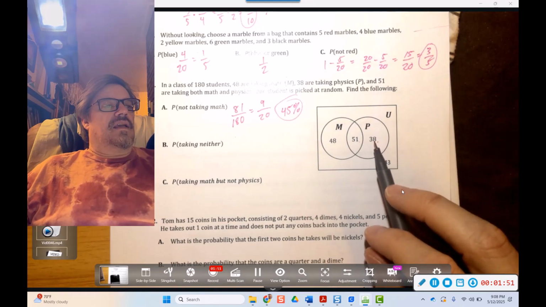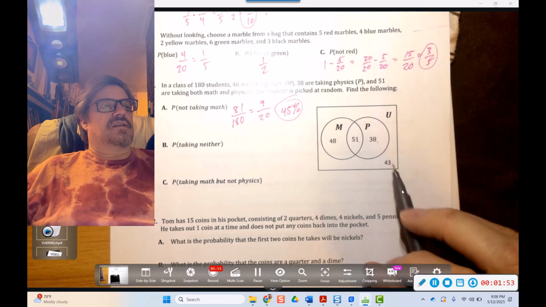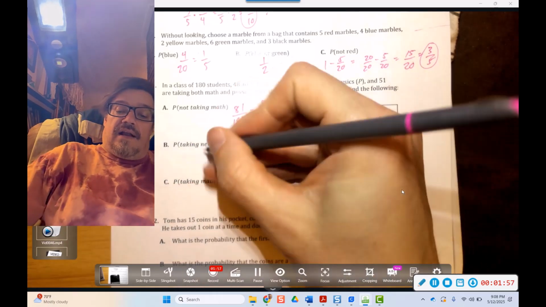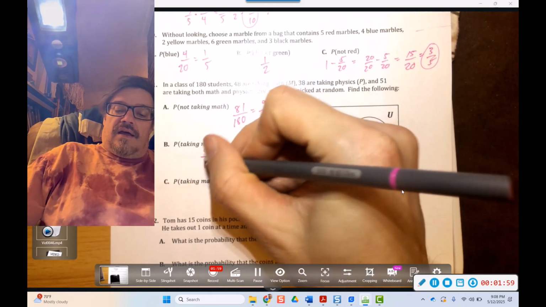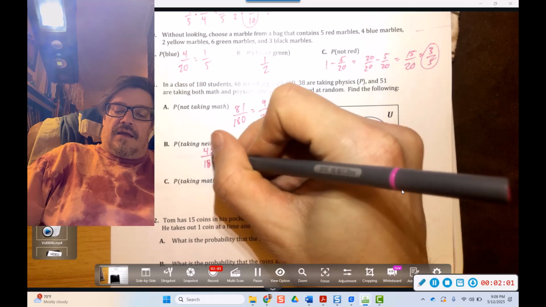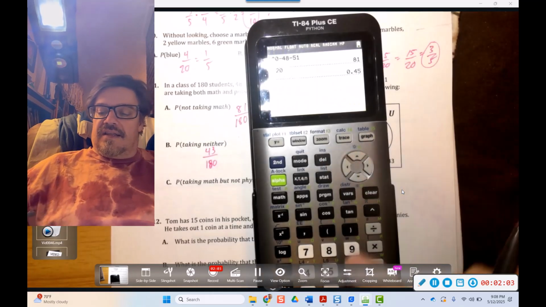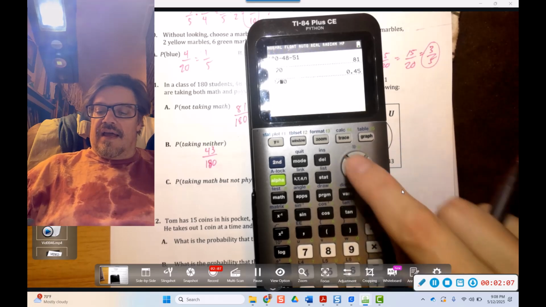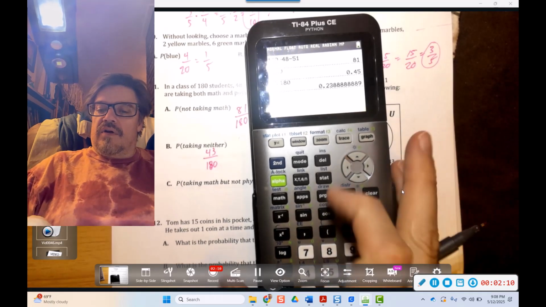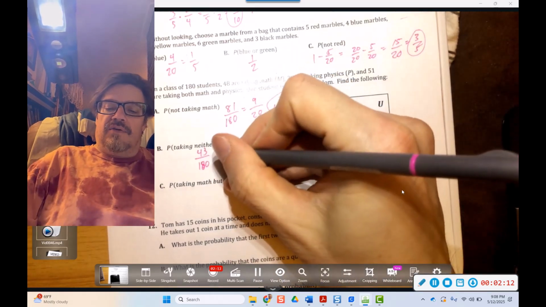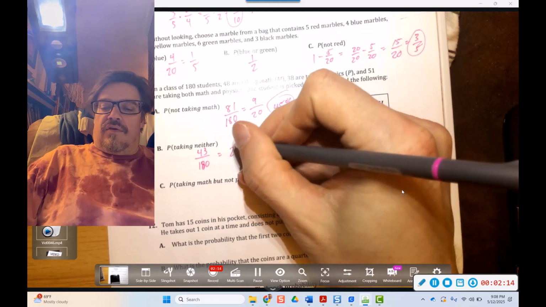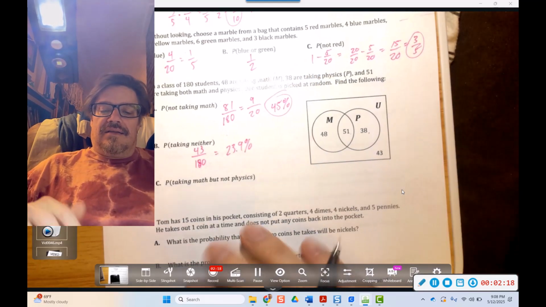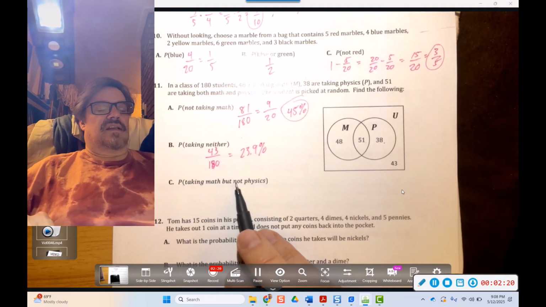38 are not taking math here, but taking physics. 43 are taking neither of them. So in fact, neither would be 43 out of 180. Okay, now let's just get that percentage. And again, you could leave it as a fraction. That's actually pretty preferred in the probability community. Here we got 23.9%.